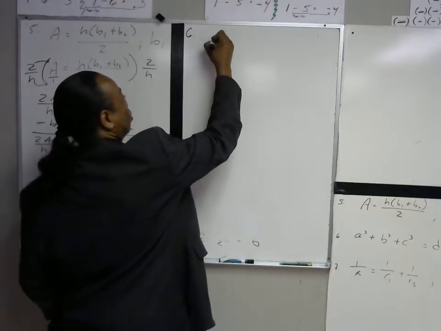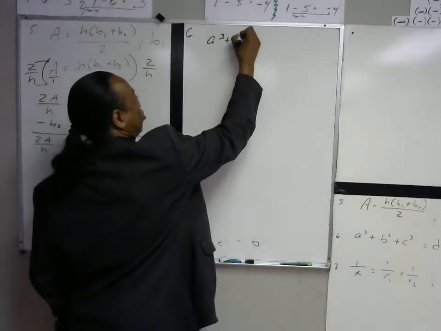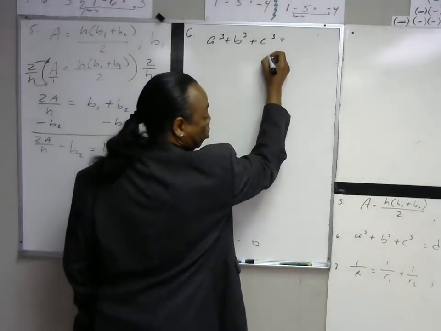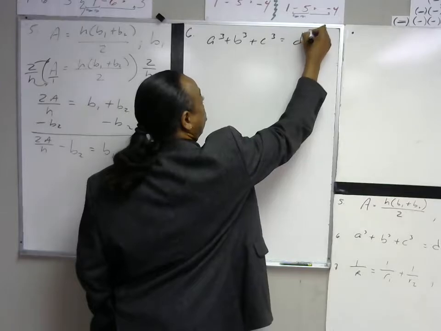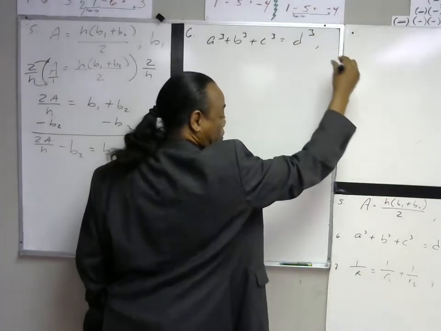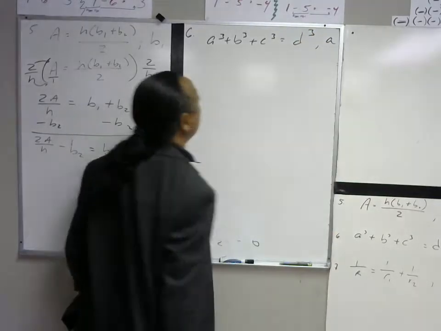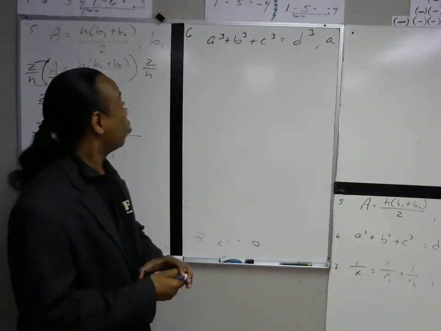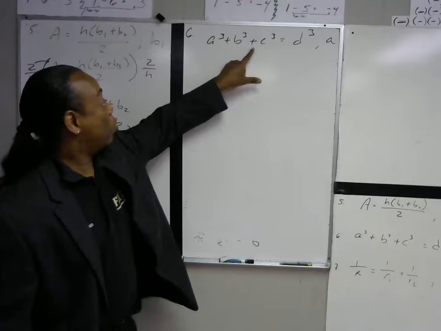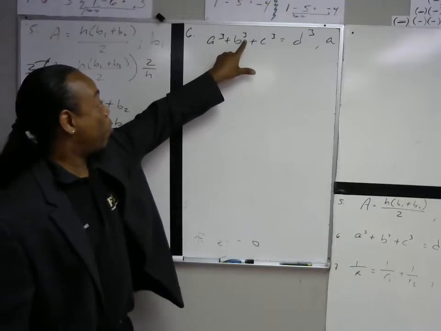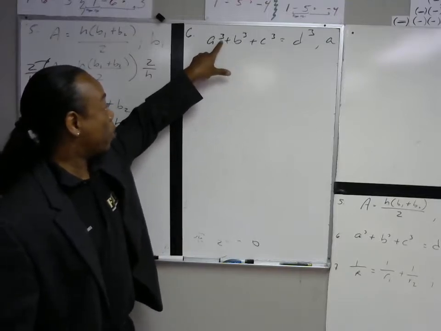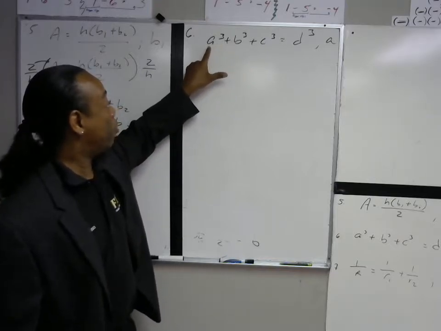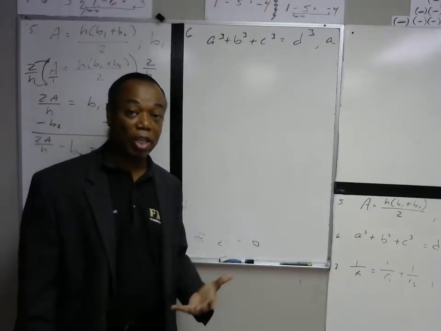Number 6. A to the third power plus B to the third power plus C to the third power equals D to the third power. And we're solving for A. Okay, we have several things to get rid of in order to isolate A. We have an adding C to the third power. We have an adding B to the third power. And we have a power of 3. So there are 3 things here we need to get rid of before A is by itself, or should I say, A is isolated.